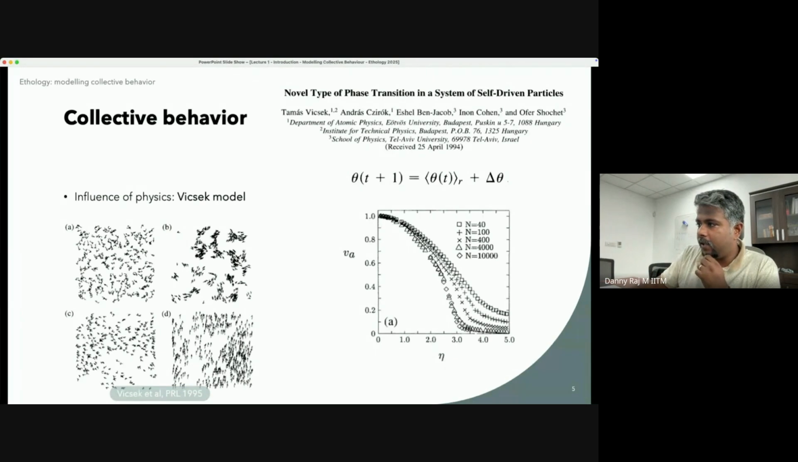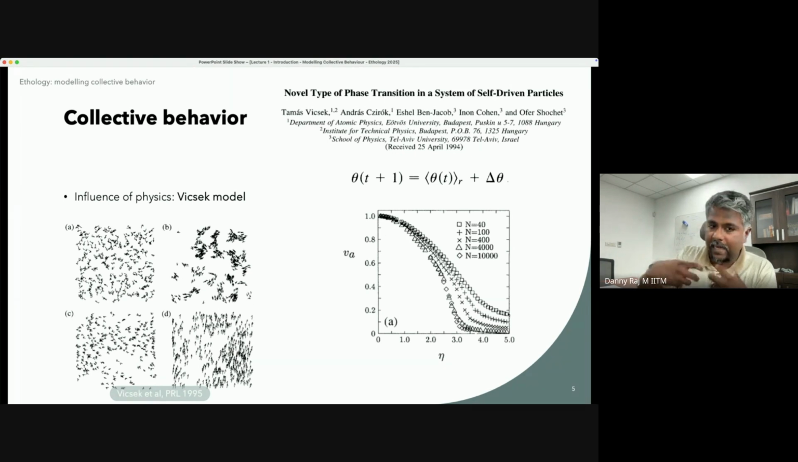The plot that I've put here is the key plot that shows why it is a phase transition. On the x-axis is the strength of the noise. On the y-axis is how well ordered they are together as a group. If it takes the value 1, it means they are all moving in the same direction. 0 is all are moving in all directions so that they cancel out. Now when you increase eta, the strength of this noise, you see that there's a transition from order to disorder.